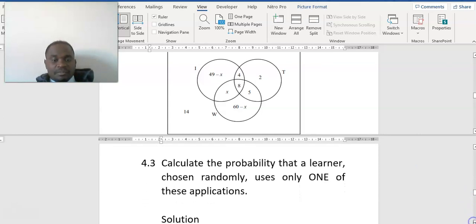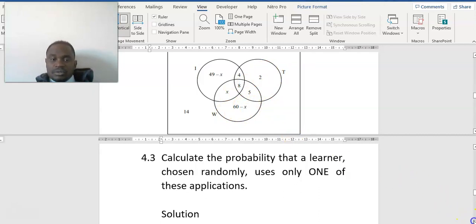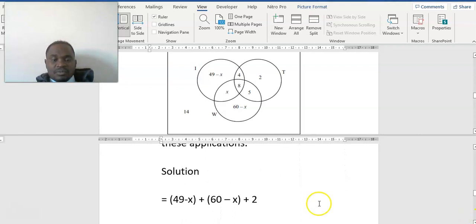Okay, then the next question says, calculate the probability that a learner chosen randomly uses only one of these applications. So only one application can be only Instagram, which is 49 minus x, or only Twitter, which is 2, or only WhatsApp, which is 60 minus x, and "or" in probability means plus. So that is what we have done here.